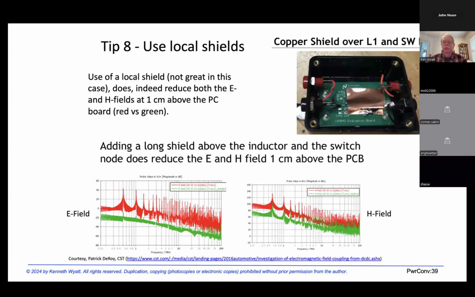Here's a difference again from Patrick DeRoy. He tacked in a copper shield, as you can see in the upper right, and that was over the switch inductor and switch node. In red is without the shield, green is with the shield for either E field on the left or H field on the right. And you'll see that a local shield will shield H fields, but just not as good as it does for E fields.